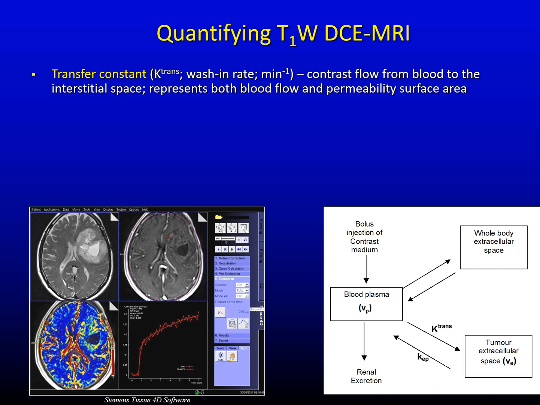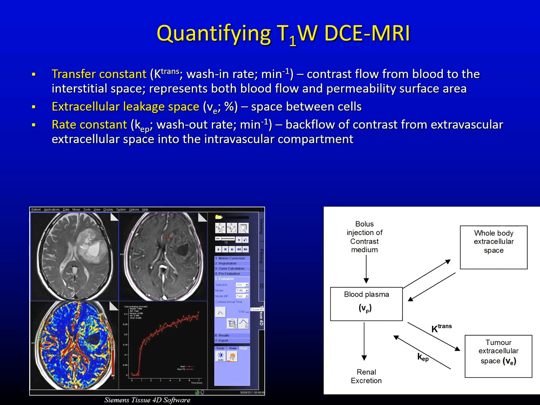If you were to apply a model, then it's possible to obtain kinetic parameters such as the transfer constant or the wash-in rate. The wash-in rate represents the rate of exchange of the contrast agent from the vascular space to the extravascular space. So it's this transfer constant. But it's also possible to obtain an idea of the leakage space and the rate at which the contrast agent returns to the vascular space, the so-called washout rate, or KEP.